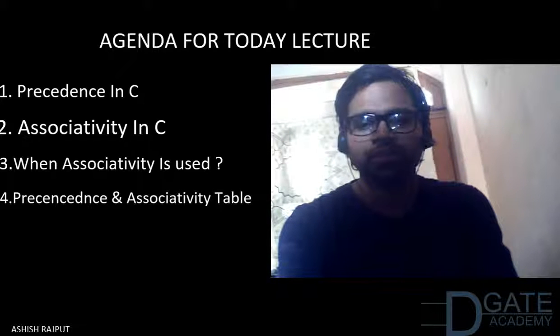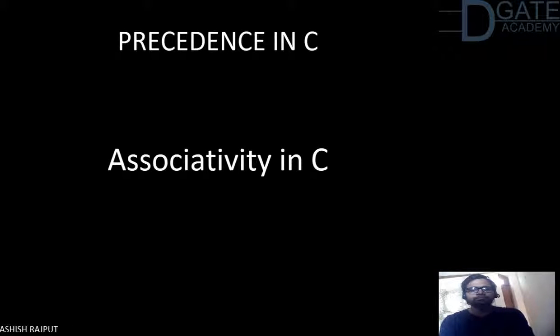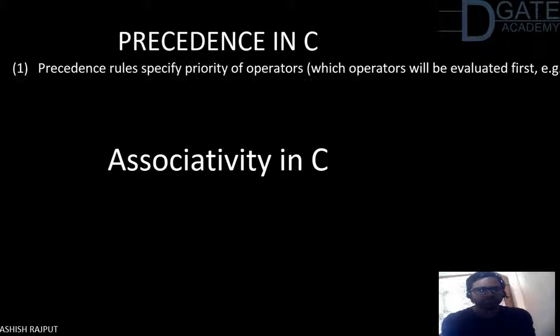So here we go. Start with the precedence. Precedence in C means, in an expression, which operator will be evaluated first. So I will give the definition of all the things, and which will be evaluated first.